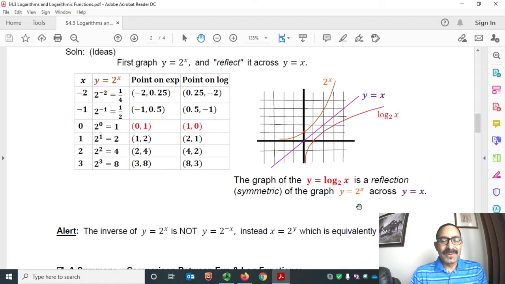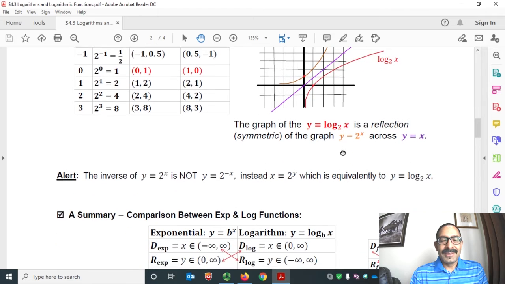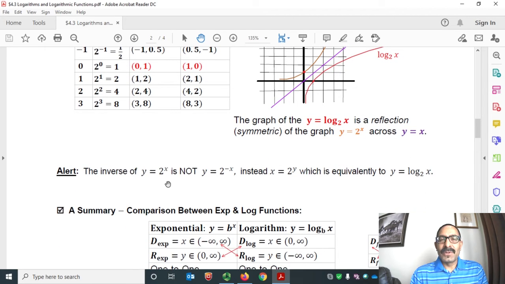Awesome. So now, a quick alert. The inverse of the exponential function y equals 2 to the x is not y equals 2 to the power negative x. That's a common mistake we often make. Instead, the inverse is y equals log x to the base 2. So the inverse function of an exponential is a logarithmic function, and the inverse function of a logarithmic function is an exponential function. Awesome. Now let's move on.